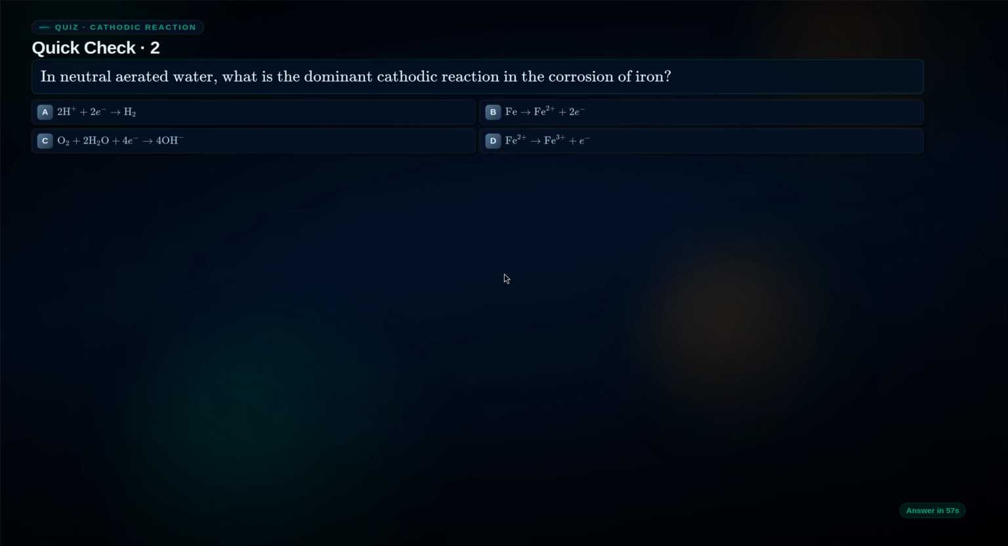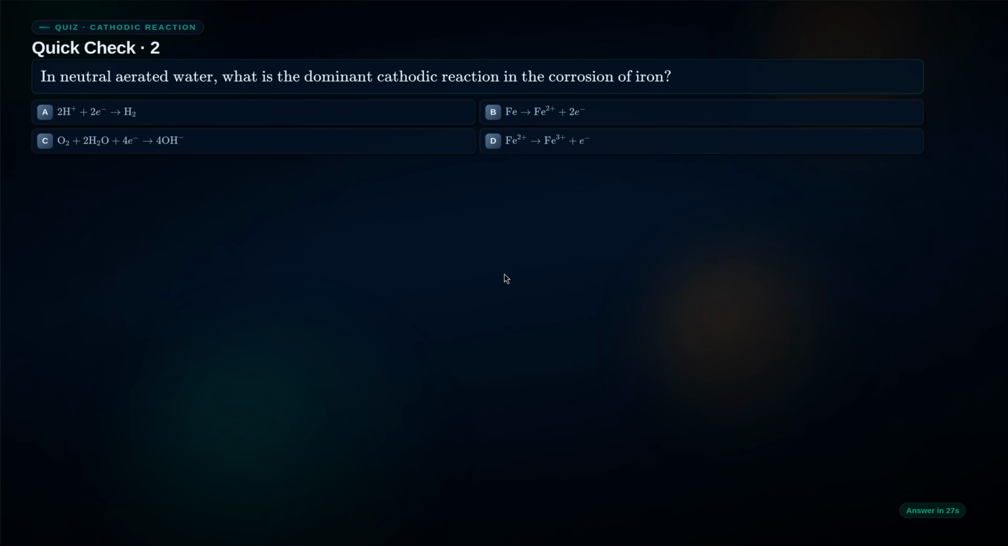Quiz question 2. In neutral aerated water, what is the dominant cathodic reaction in the corrosion of iron? Option A, 2H+ + 2 electrons gives H2. Option B, iron gives iron 2+ + 2 electrons. Option C, O2 plus 2H2O plus 4 electrons gives 4OH-. Option D, iron 2+ gives iron 3+ + 1 electron.